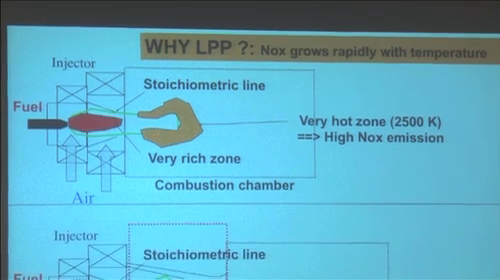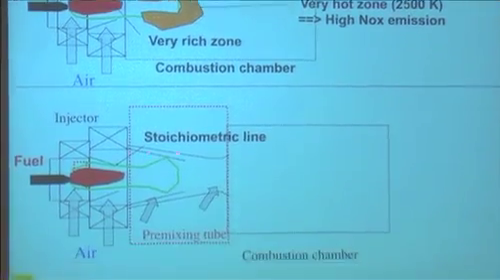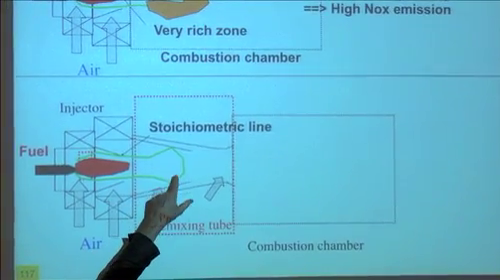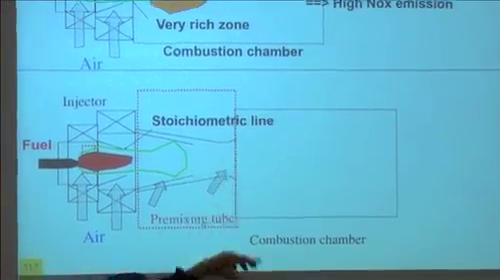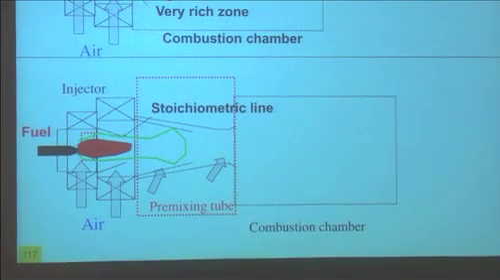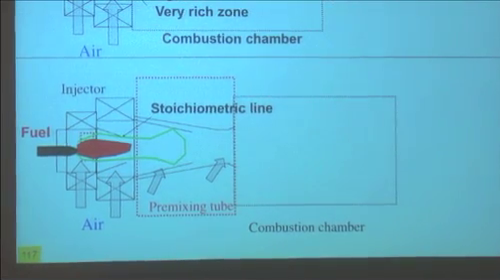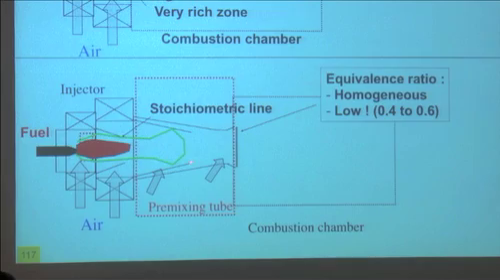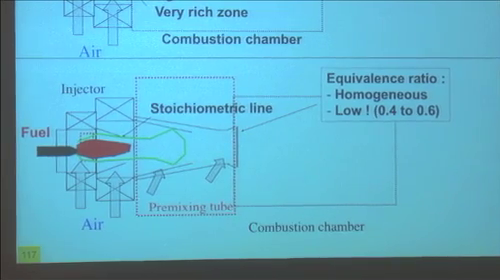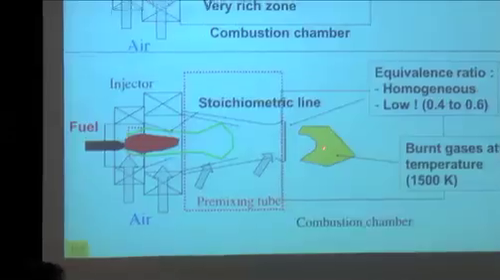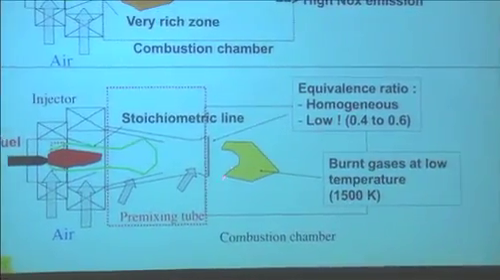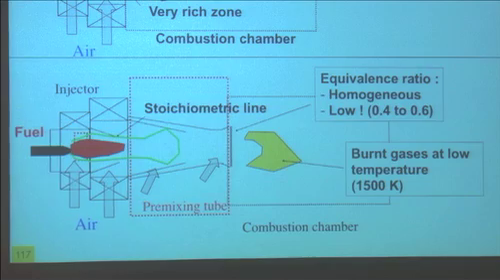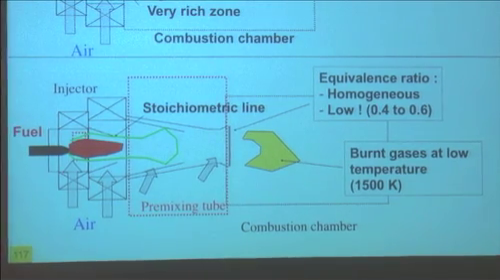So the idea of this mixing tube is that if you put the mixing tube here, the stoichiometric line will remain here, and at the outlet, you will keep mixing. So the very rich zones will be diluted with more air, so that at the outlet here, you will have a more homogeneous mixing and something which will be much more lean. In that sense, when you burn this lean mixture, you will have lower temperature and lower NOx. So this is what the engineers imagine when they build a system like this.